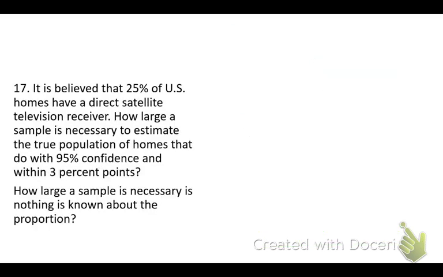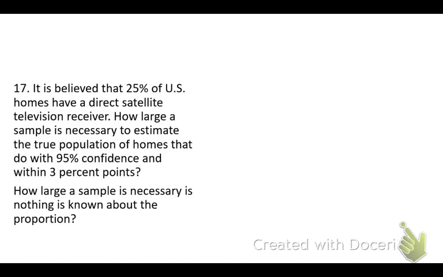All right, and just like 7-1 where we used the information and we found our intervals, but then we took it a step further and found our population size, there's a formula for this proportion population as well. So let's read this question. It says, it is believed that 25% of U.S. homes have a direct satellite television receiver. How large of a sample is necessary to estimate the true population of homes that do within 95% confidence and with 3% points, within 3% points?